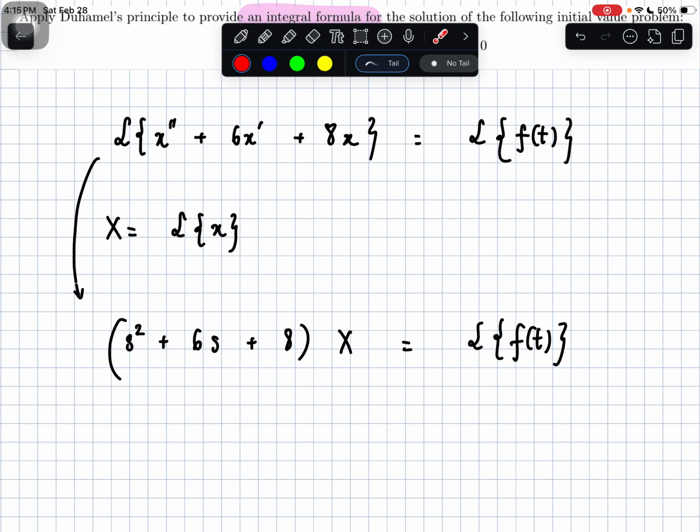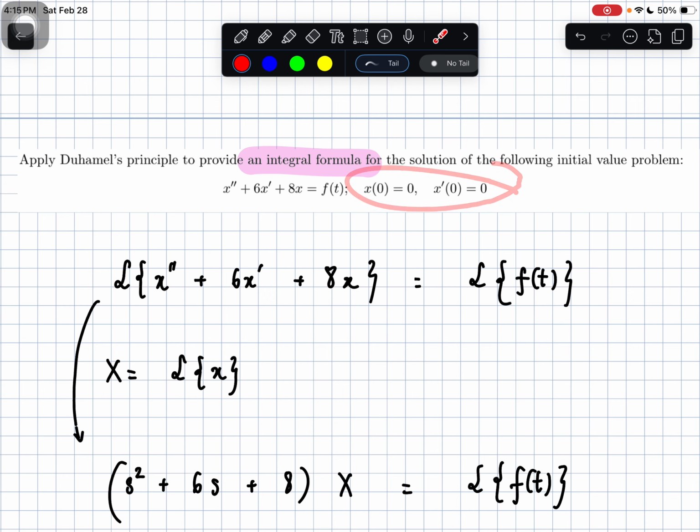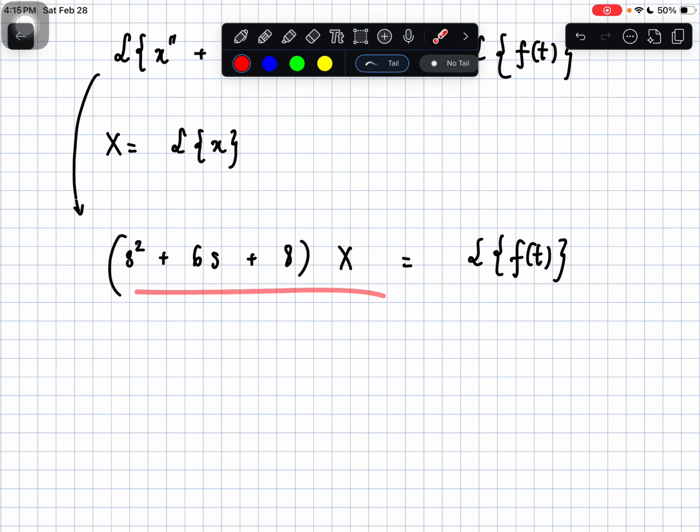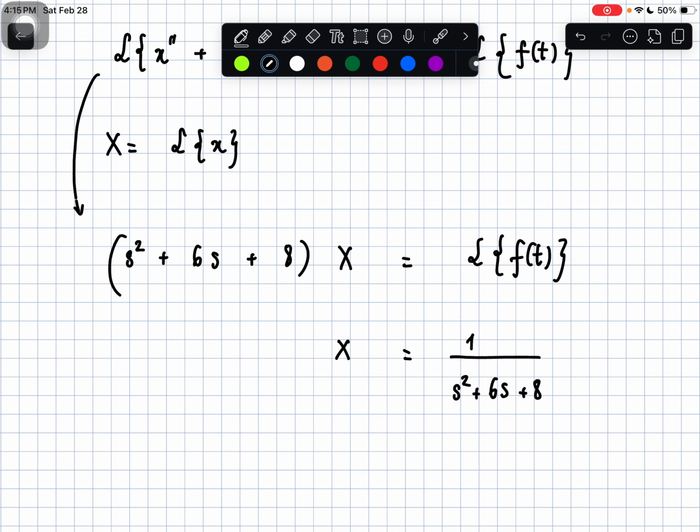Because of this condition, the only term that's non-zero here is s squared times big X for this term, and 6s times X for this term. The other terms, because of these conditions, are zero. That's why we have this nice formula: big X equals 1 over (s squared plus 6s plus 8) times the Laplace transform of small f of t.